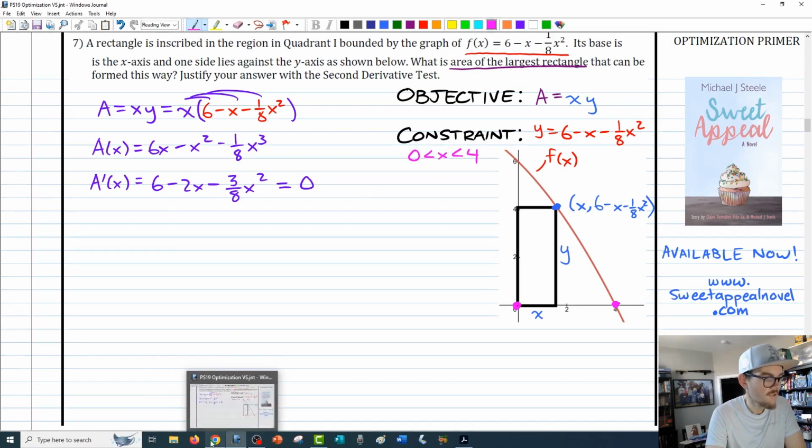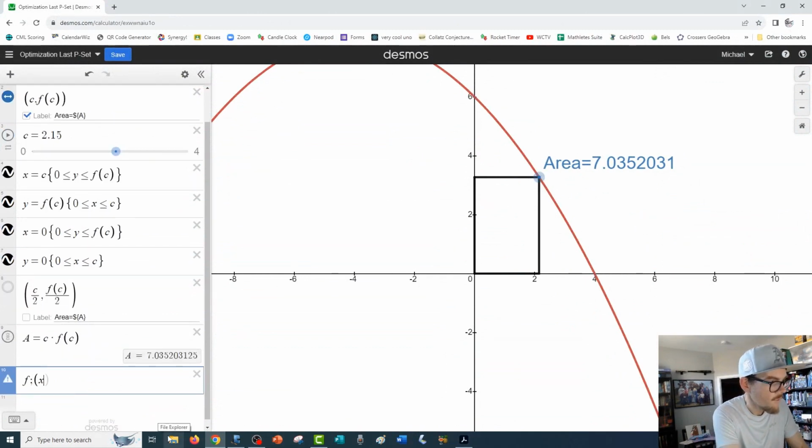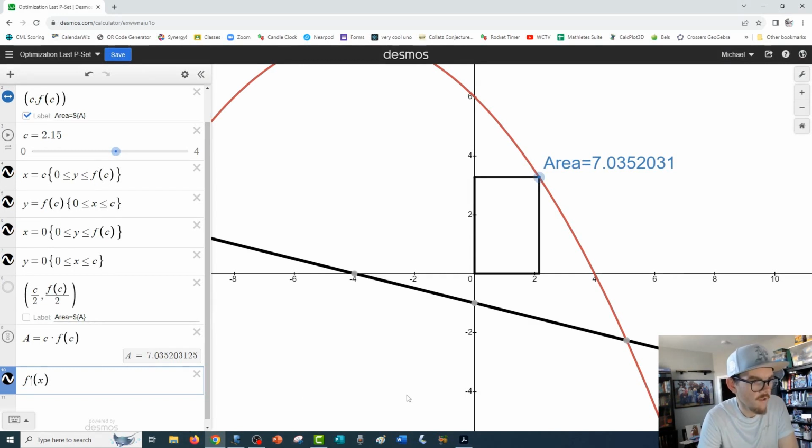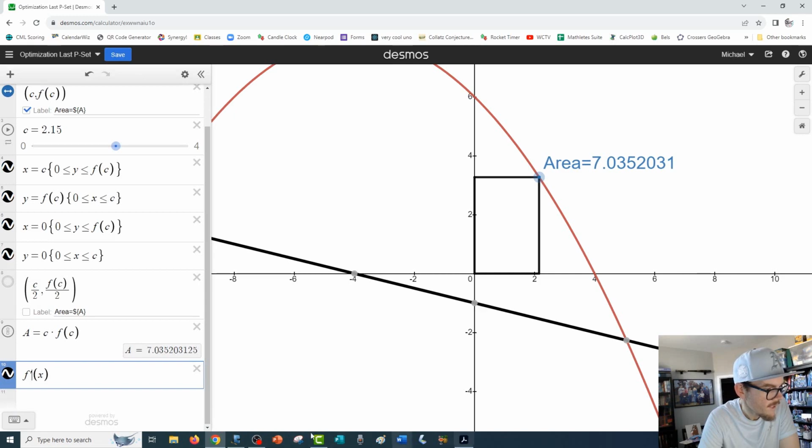So we need 6 minus 2x minus 3/8 x squared, which, by the way, we have f of x, so let's just put in f prime of x. We'll take advantage of Desmos in this case. Oops, semicolon I don't think has a mathematical meaning. So when we put that in, if I'm doing that correctly, was it 6 minus x? Did I accidentally miscalculate that?